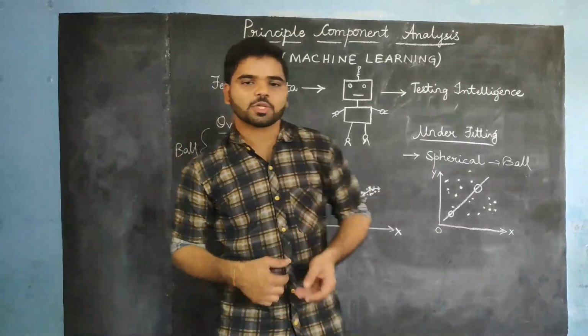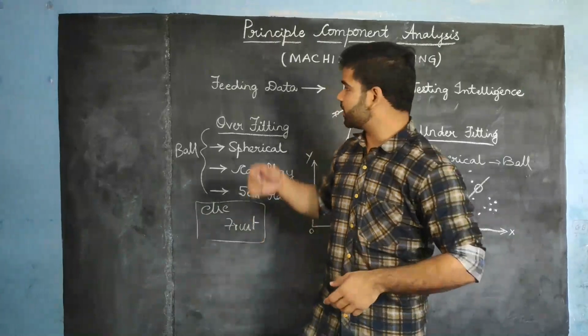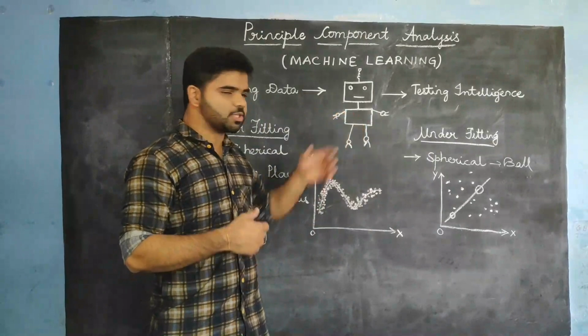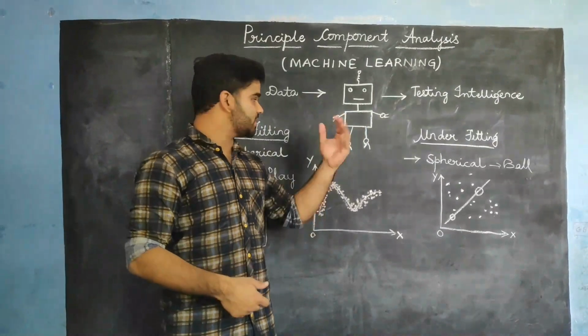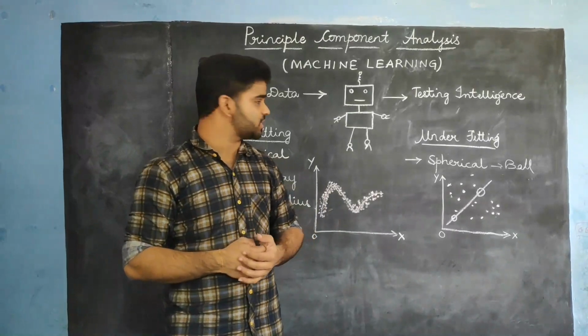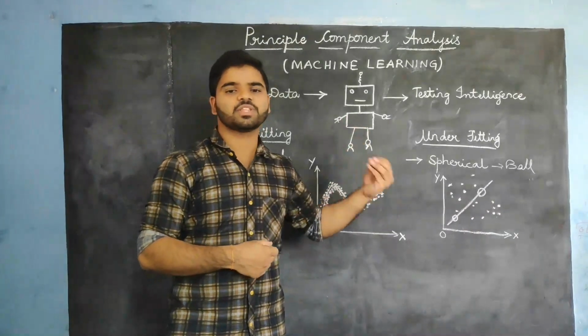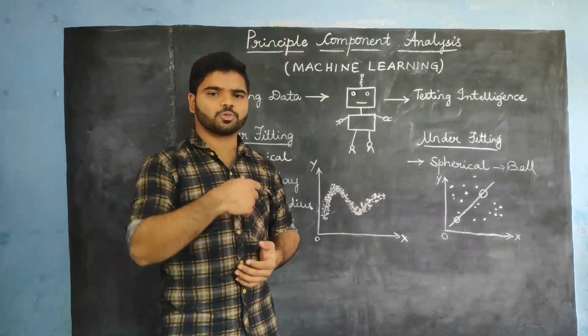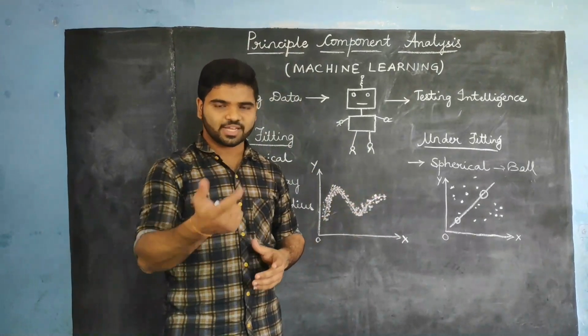Before we get into Principal Component Analysis, let us see what machine learning is. It is the process of feeding data to the system in such a way that the system creates its intelligence. As soon as it creates its intelligence, we are going to test it with input data. So, how is Principal Component Analysis going to help machine learning? You might get it wrong.